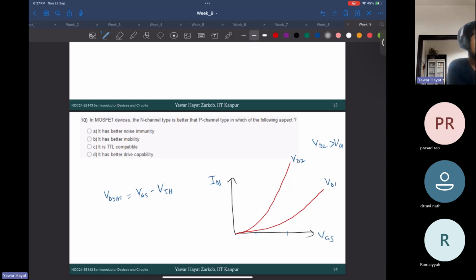Okay. So you're saying that the point where this goes non-zero for VD1 and the point where it goes non-zero for VD2 should be different. Is that your question? Yeah. I'm saying that the VD2 plot should continue going zero for a longer time, and then only it should rise, for a higher VGS only.